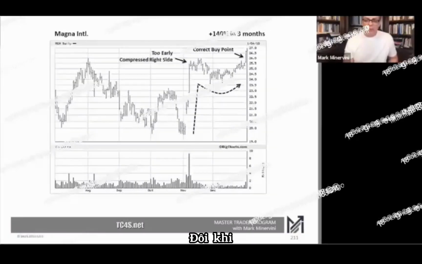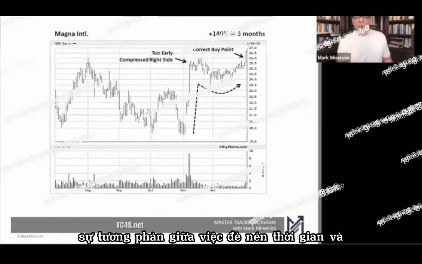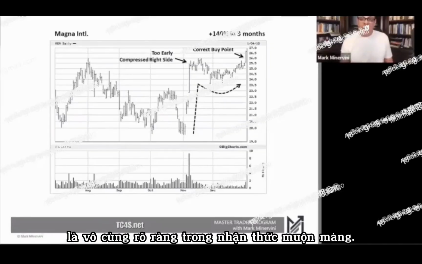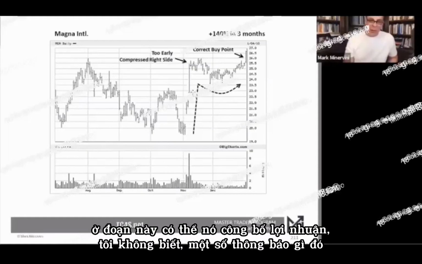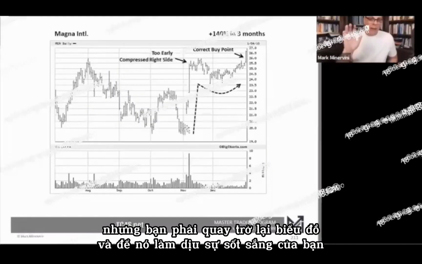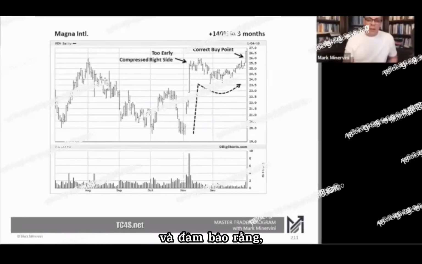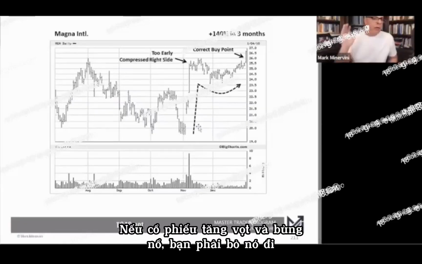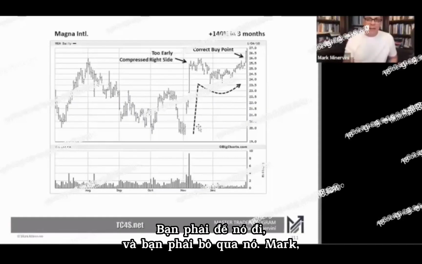All right. So now, sometimes the contrast between the compression and the correct buy point is incredibly obvious in hindsight. At the time, this might be on earnings, or some announcement, and you get all excited about the stock, but you've got to revert back to the chart and have it temper your enthusiasm and make sure that the stock is setting up properly. And you've got to have that discipline to wait. If the stock just takes off and blasts off, you've got to let it go. You just have to pass on it.